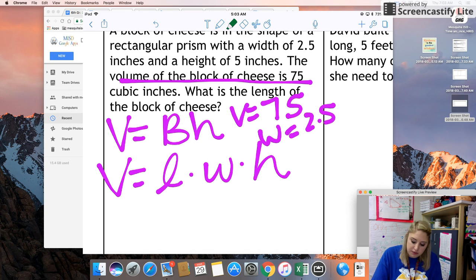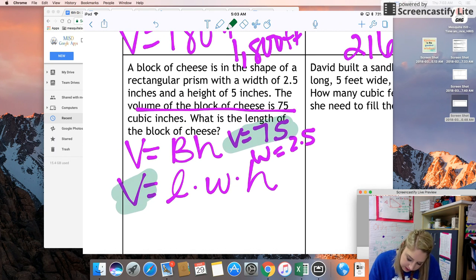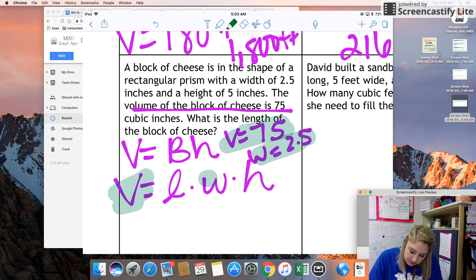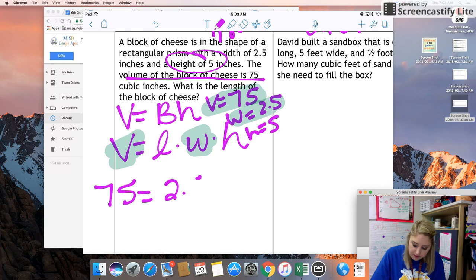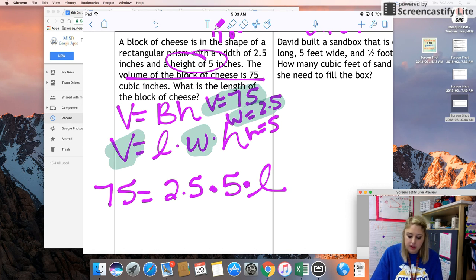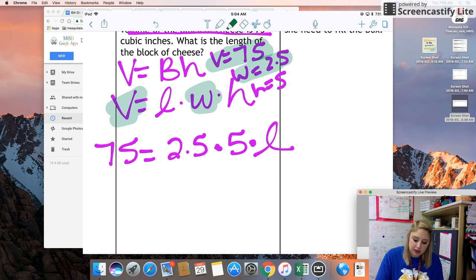So it's easier for me to plug in here, and I know that the width is 2.5, so it'll go here. And I also know that the height is 5. I forgot to put that one. Height is 5. So I can plug it in like we have been doing into this equation here. 75 equals, I know 2.5 is my width times my height of 5, but I don't know the length of the cheese. So I'm going to go ahead and multiply 2.5 times 5 together.